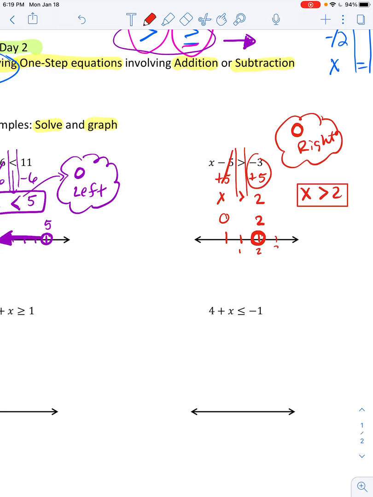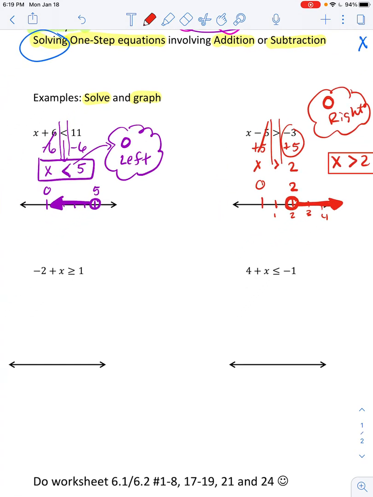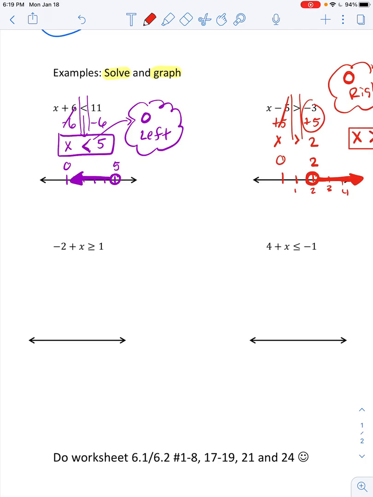And then I want the numbers that are bigger than that. So that would be these guys over this direction. So I go ahead and draw my arrow in that direction. Easy peasy. Let's keep rolling.